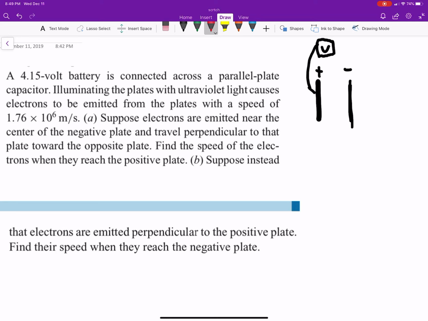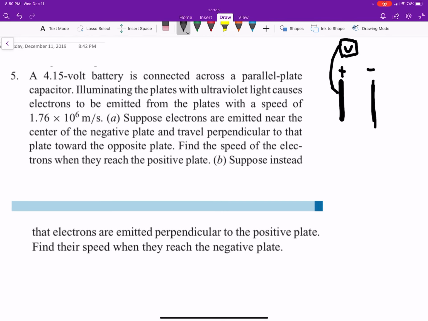But the important thing to know is that we have a 4.5 volt battery. We actually don't need to know too much. I just wanted to draw somewhat of a picture. I don't think we really need to visualize it too much. But basically, you have an electron. I guess it starts at the negative, is emitted near the center of the plate, so it'd be on the plate, but right there, and travels perpendicular towards the opposite plate.